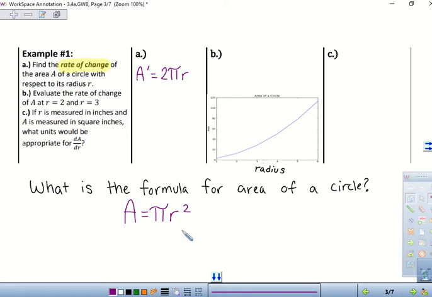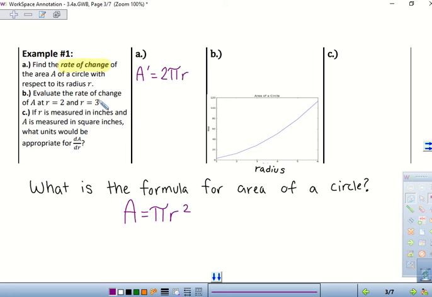So the rate of change of area can be represented by 2 pi r, but 2 pi r also represents something else in math. It represents the what of a circle? You did circumference, good. Because circumference is pi times diameter, which is the same thing as pi times 2 times the radius, right? So the rate of change of area of a circle is the same thing as its circumference.